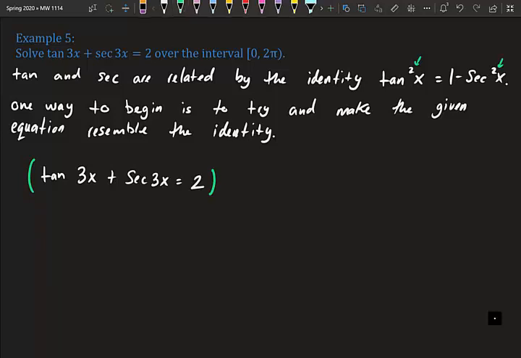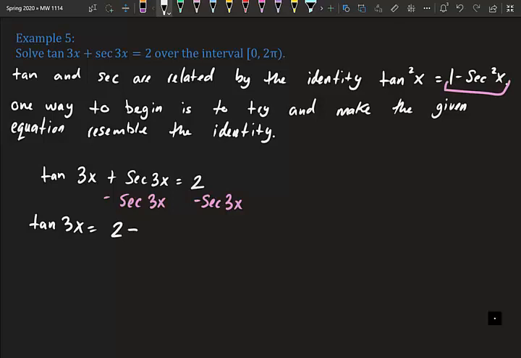Oh, my bad, getting ahead of myself. Let's back up. I don't edit these videos, so let's back up. We can make it look like the identity even more by subtracting secant 3x. My bad. Because I want it to look like number minus secant. So now we have tangent 3x equals number, which is 2, minus secant 3x. Now we're going to square it to make it look like those little 2's. So we're going to force it there.